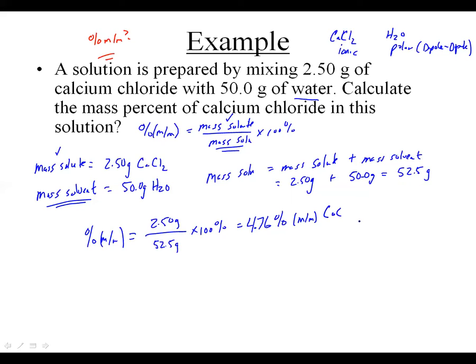Any questions on this calculation? So again, like I said, this part right here is where a lot of people will make a mistake. They will just use the 50, which is the solvent by itself. You got to make sure that you do get the solution. And very common in these type of problems, they give you that information separate, both the solute and the solvent. Any questions on that there?